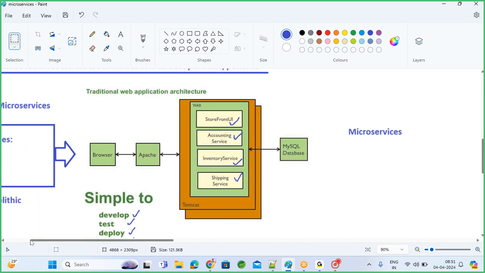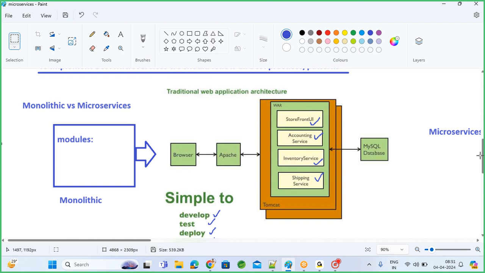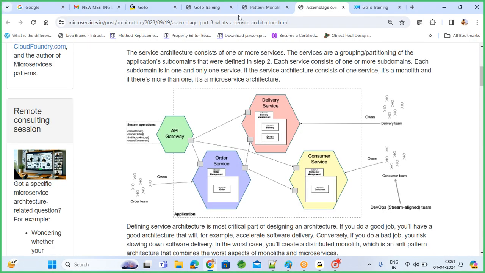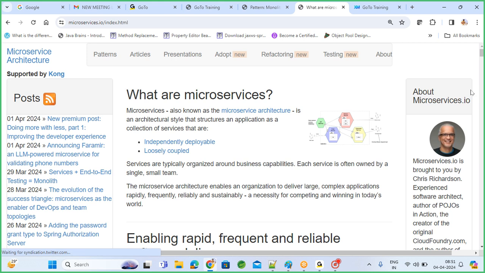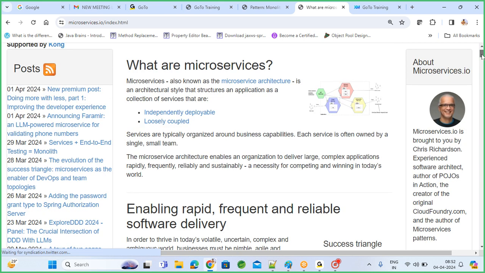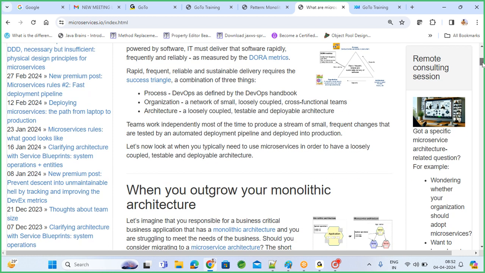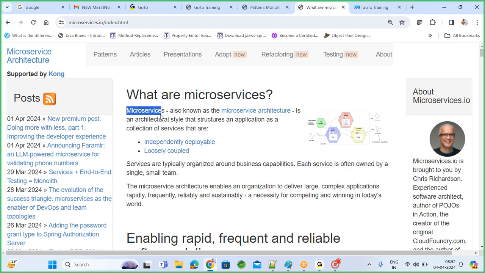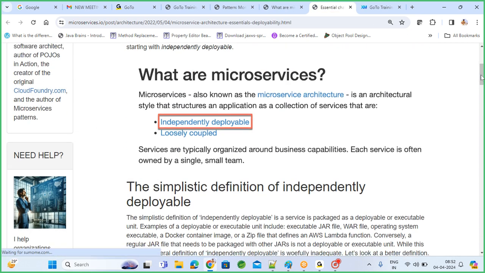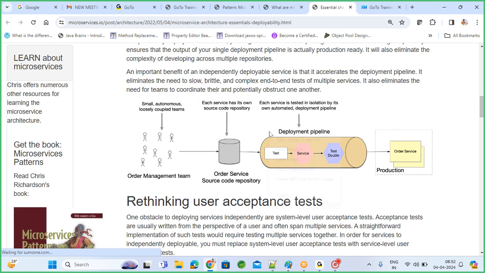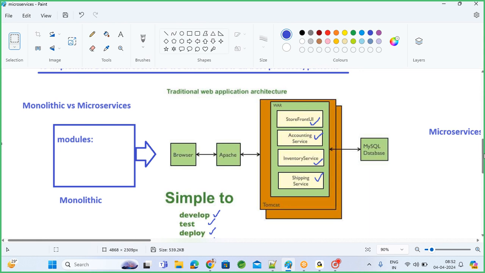Now the next pattern, we understand what is simple monolithic and what is microservice. Now let's understand what things will drive us to implement microservices. Two things are mentioned here: the microservices architectural style structures an application as a collection of services that are independently deployable and loosely coupled. You need to remember these two principles. Each microservice should be independently deployable and loosely coupled.